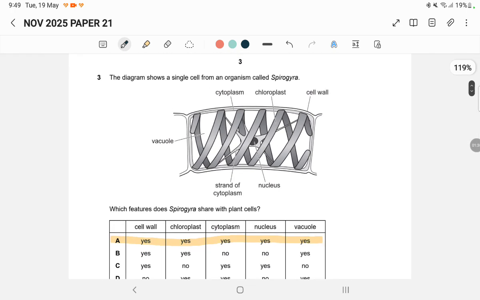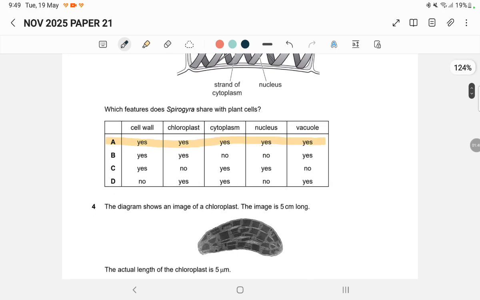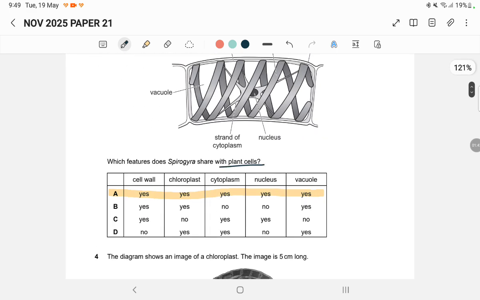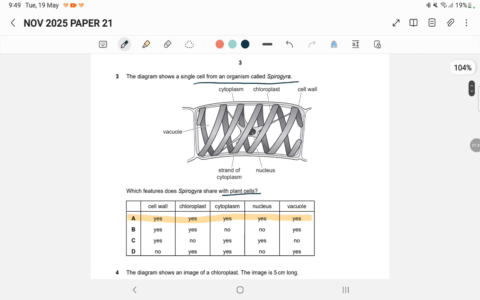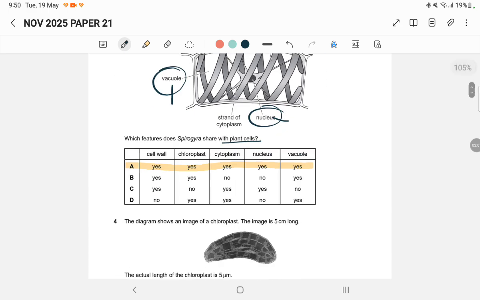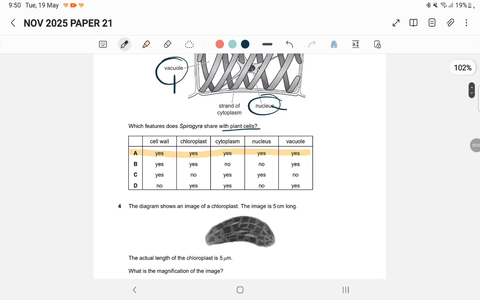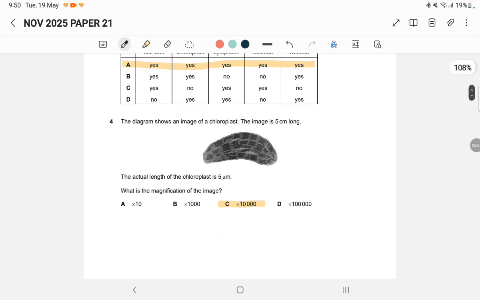Here it is telling you the diagram shows a single cell from an organism. Which feature does this organism share with plant cells? So let us see now. As you can see, it shares a cell wall, a vacuole, a nucleus, cytoplasm, chloroplast, it shares everything. So we have 1, 2, 3, 4 and 5. So basically the answer is A. Nothing from this table will be unsatisfied. Everything is satisfied and every answer is well done.